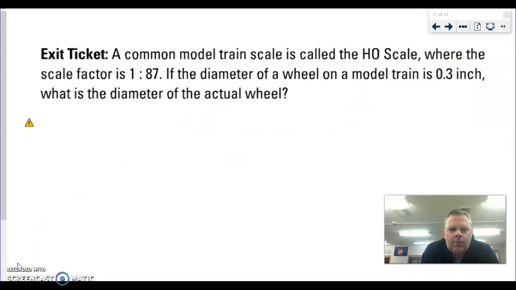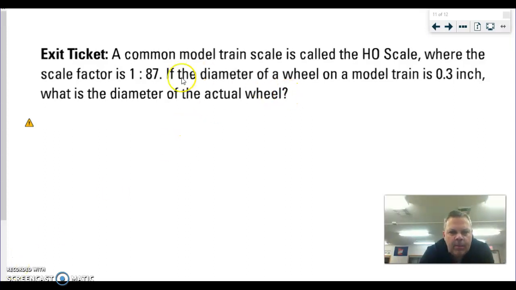In our final problem, a common model train scale is called the HO scale, where the scale factor is 1 to 87. If the diameter of a wheel on a model train is 0.3 inches or 3/10 of an inch, what's the diameter of the actual wheel? Set this up as a proportion. Please pause the video, and when students have an answer, please start it up and I'll give them the answer.